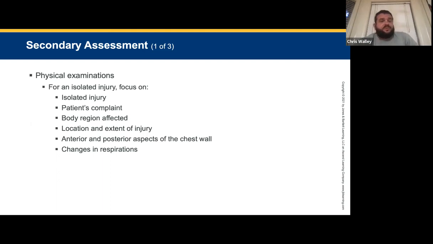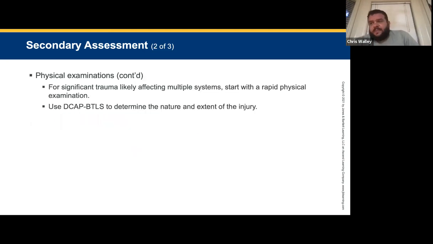So now we're here to do the physical so we can go to all these areas and start getting some one-on-one answers. For significant trauma, like affecting multiple systems, start with a rapid physical exam and use your DCAP-BTLS for every part of the body. When I'm doing an in-depth chart, I will start at the head. I'll do head, chest, abdomen, pelvis, extremities, and fingers and toes are included in extremities.